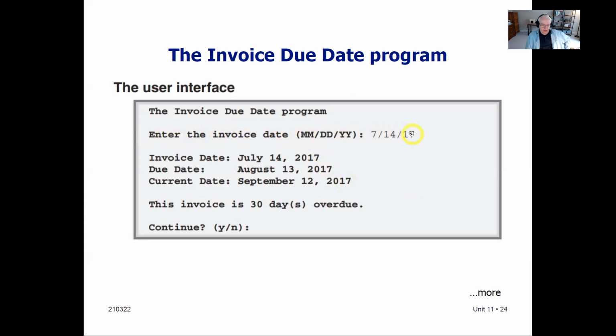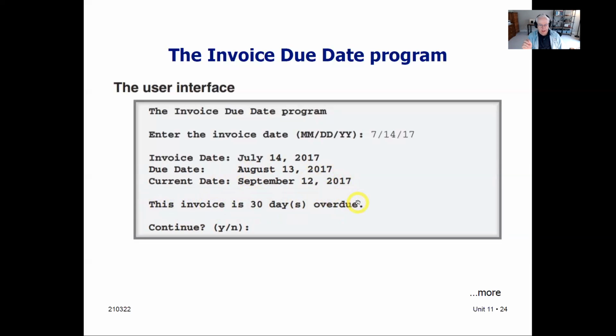So they enter a date, and notice that the program we are going to look at is going to reformat that date. It's going to figure out a due date, basically adding 30 days to it. And then the current date is going to tell you what the date is now. So by comparing the date now with the due date, we can do a calculation and write this information here, which is very interesting. This invoice is 30 days overdue.